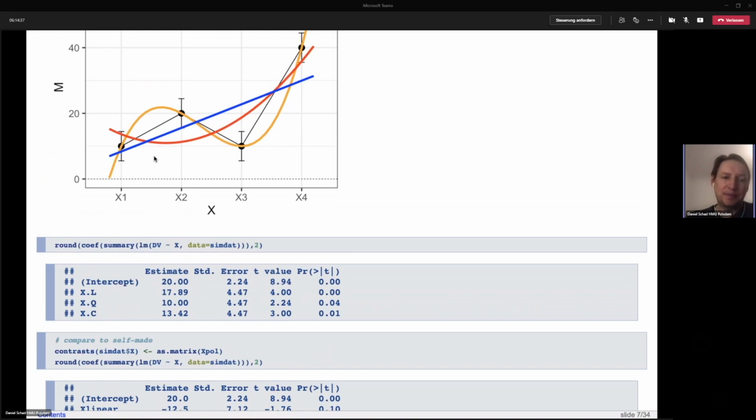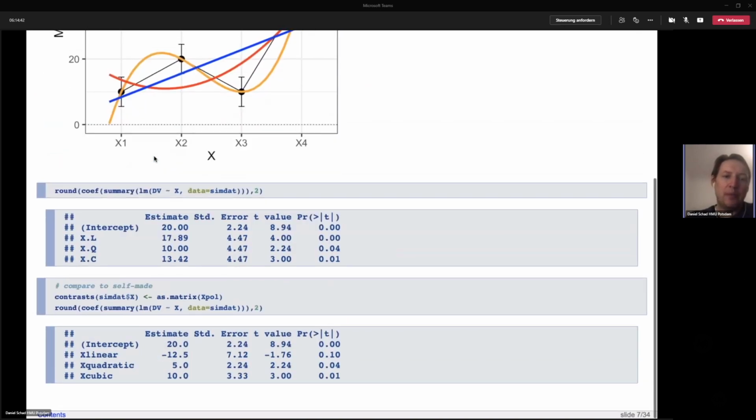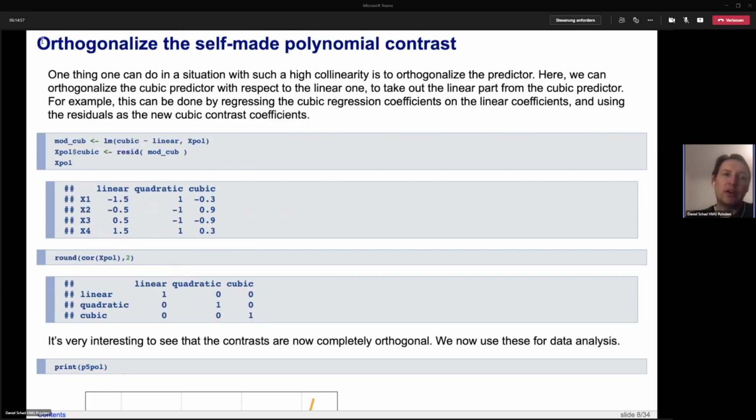But the alternative, if we compare this to our self-made contrast, we can see that now the linear effect is good, is positive, but now the numbers are not interpretable anymore. So what can we do? We can orthogonalize the self-made polynomial contrasts. That's something I briefly mentioned previously: if we have highly correlated predictors, one thing we can do is try to orthogonalize them with respect to each other.